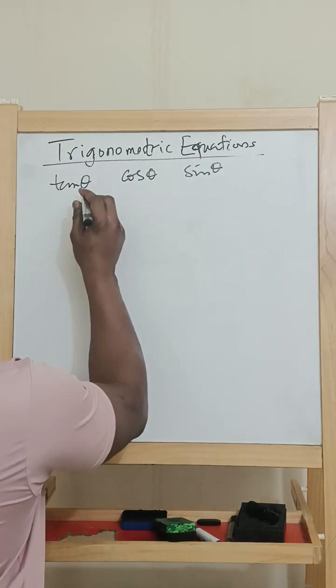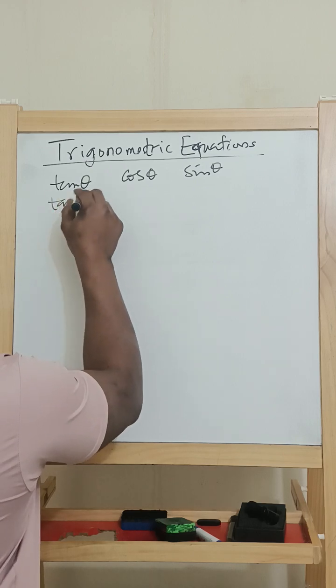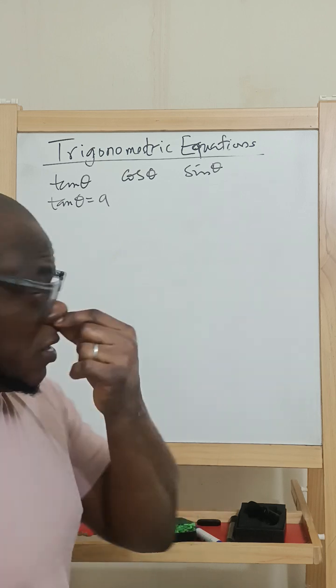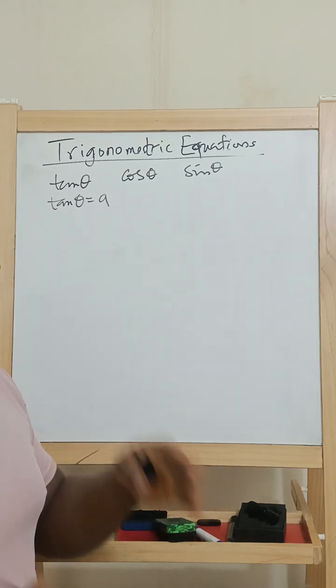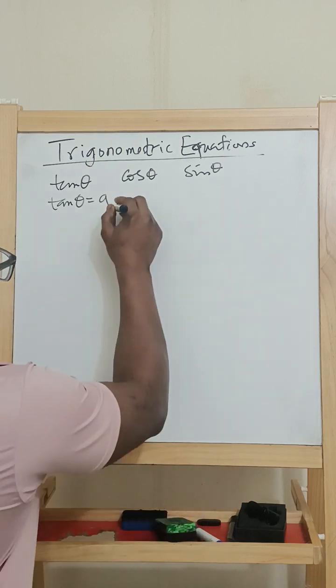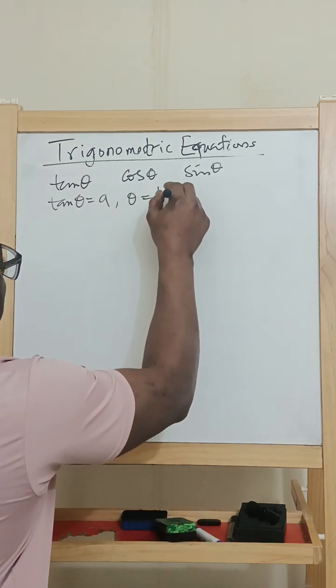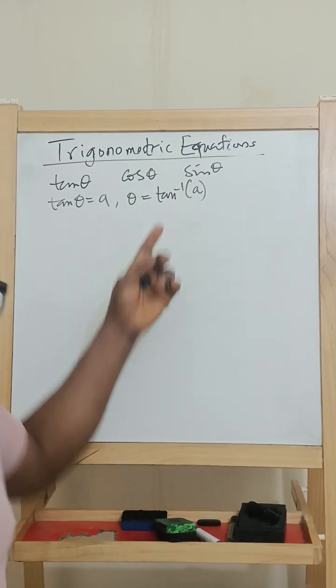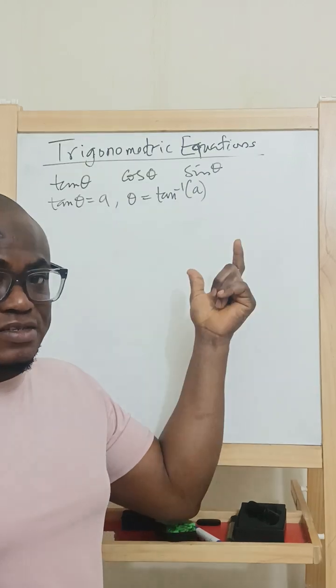So we could have tan theta equals a, for instance. Now this is an equation. How do we find the solution to this equation? We say our theta is equal to arctan of A, right? Arctan of A. That is how we get our theta.